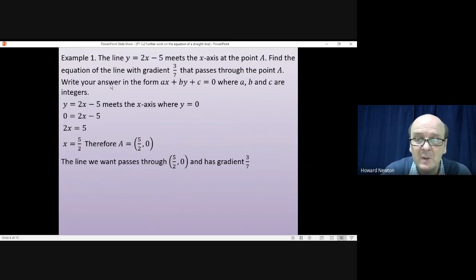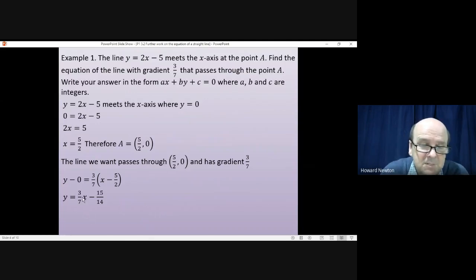Now, the easiest way to do that is to use the third form for the equation of a line. If you know a point and you know the gradient, then you can just say y minus the y coordinate is equal to the gradient times x minus the x coordinate. So that'll give us y minus 0 is equal to 3/7 into x minus 5/2. Multiplying out the brackets gives us that.